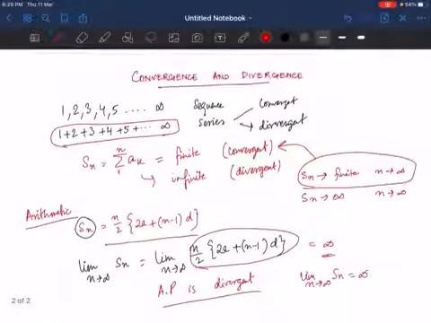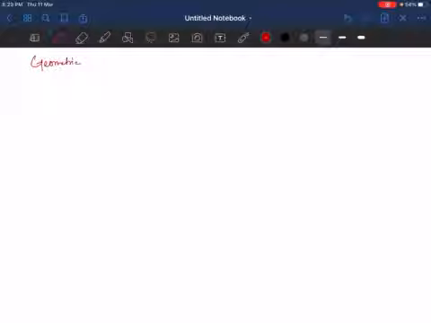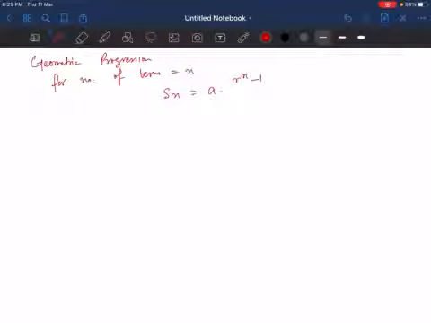Now we'll check for geometric progression. We have learned that when my number of terms is n, the formula of Sn is a into (r to the power n minus 1) divided by (r minus 1). This is the formula.